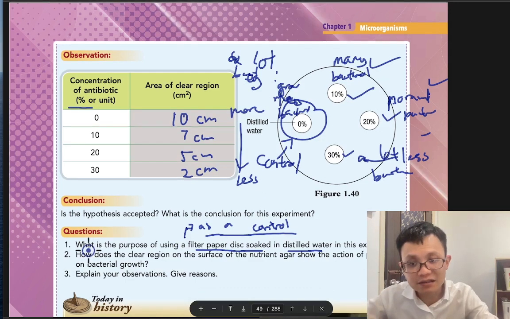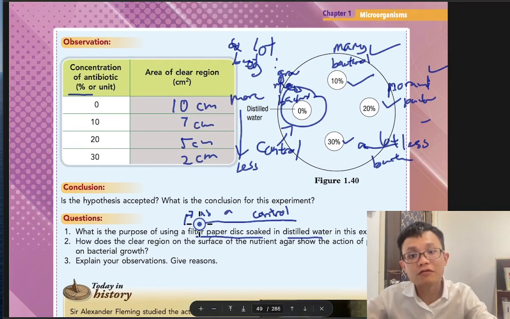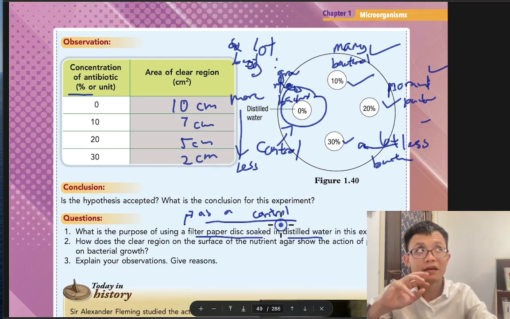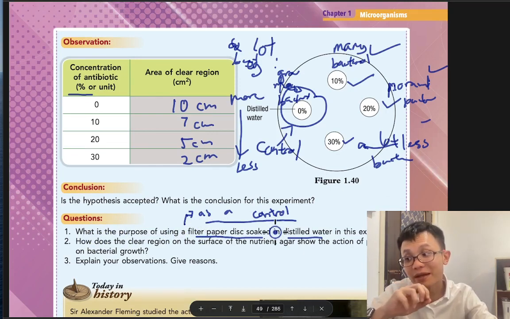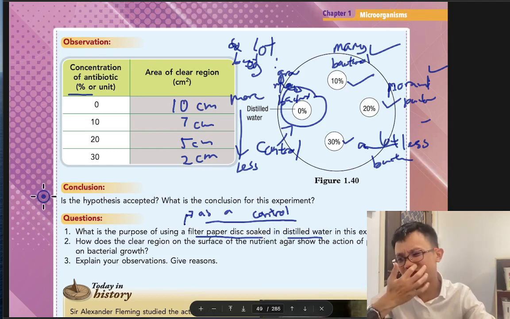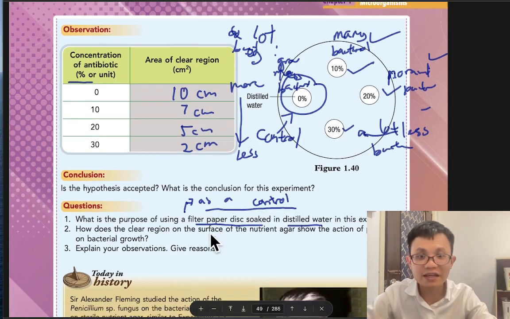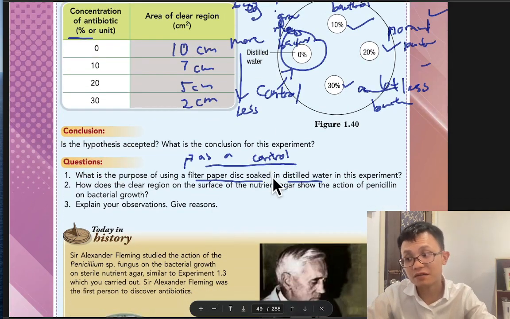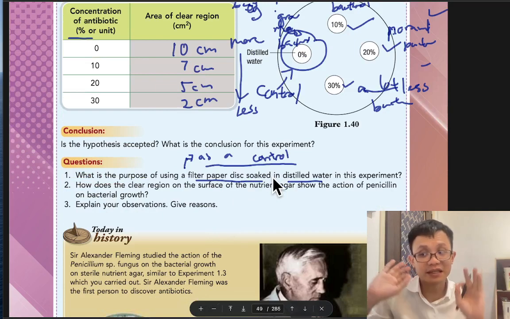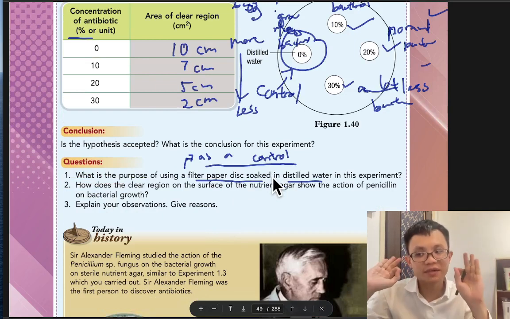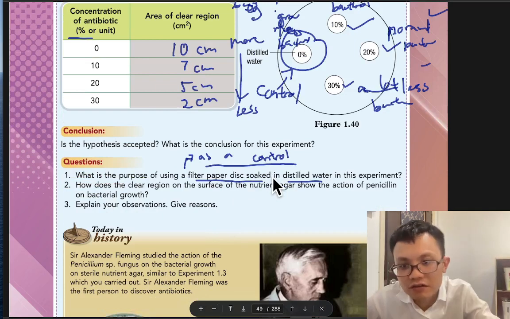So the question asks, what is the purpose? It is as a control variable. 就是拿来 control, means nothing happens means everything is okay. It's very hard for me to explain. Sometimes also I don't know how to explain. Yeah, so it is a control variable, just to make sure the experiment is okay. The experiment is good. Okay, control.